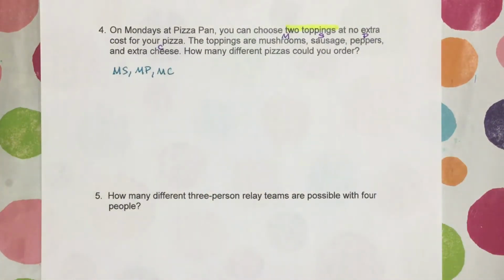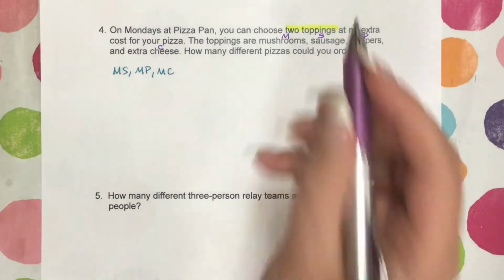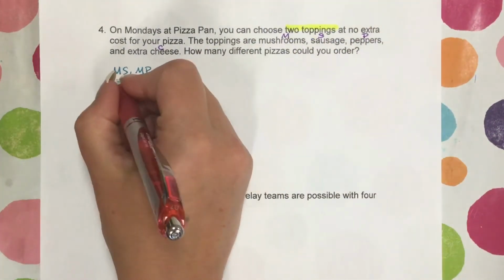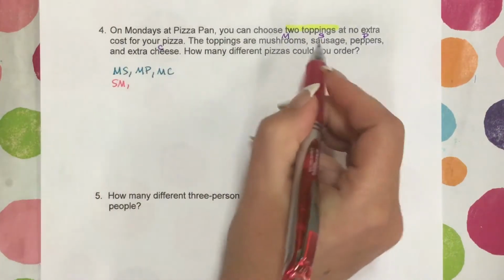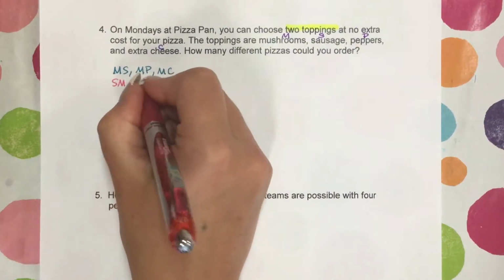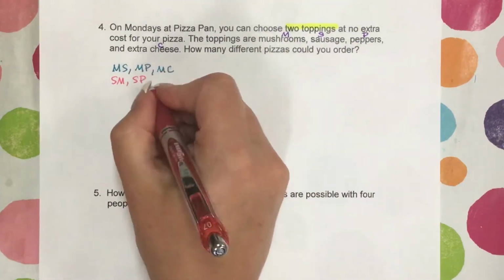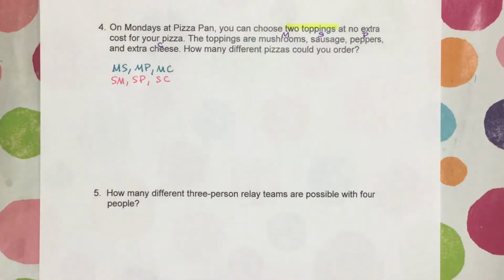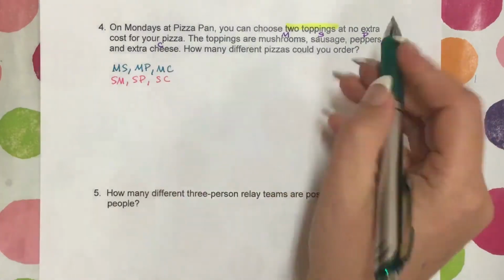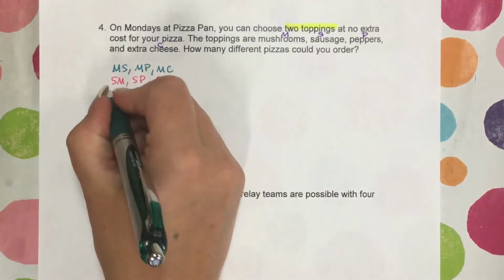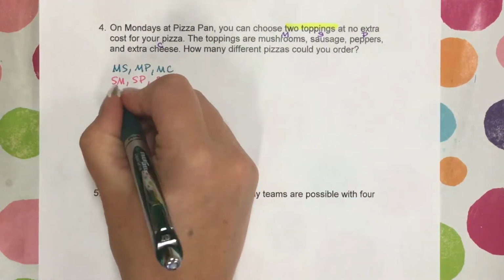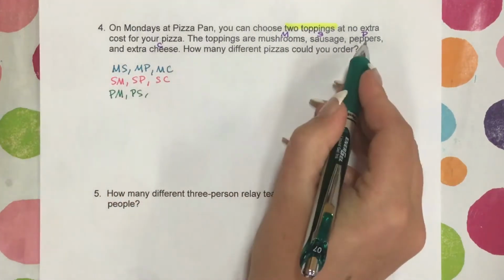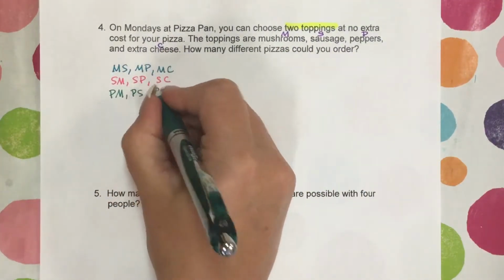Now let's move on to sausage. We can have sausage with mushrooms, sausage with peppers, or sausage with extra cheese. Those are all the combinations for sausage. Let's move on to peppers. Peppers can go with mushrooms, peppers can go with sausage, and peppers can go with extra cheese.